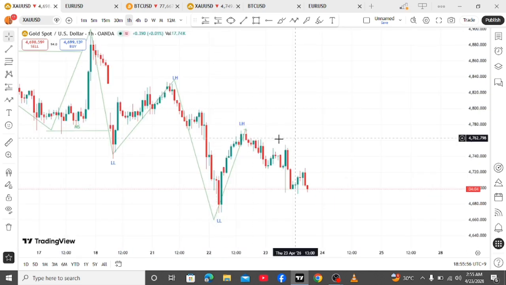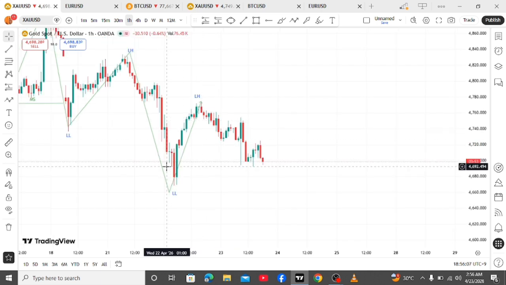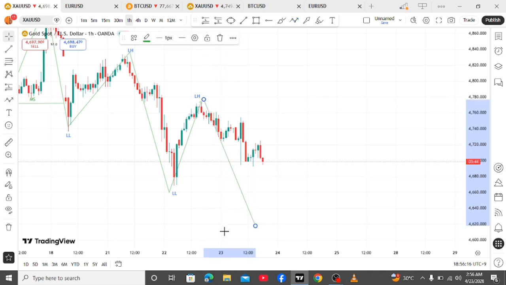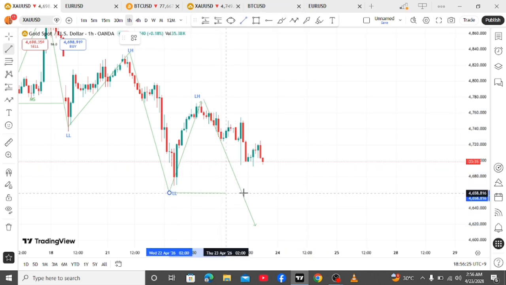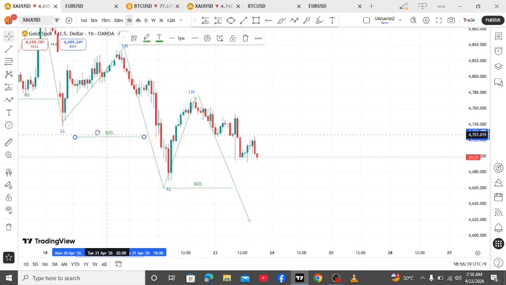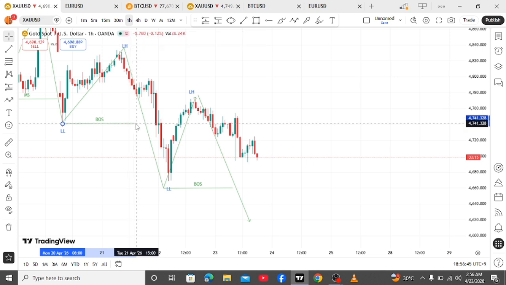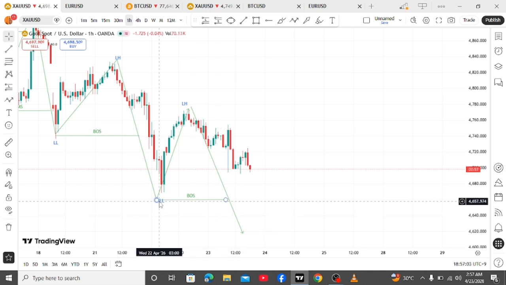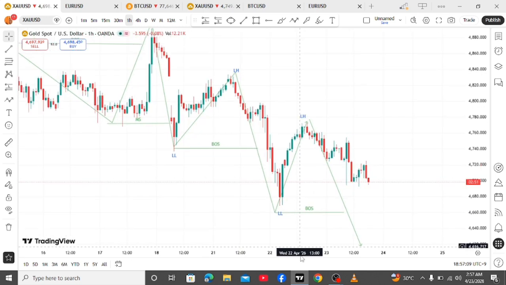So what do we expect from here? We expect a lower low, because we had our lower high, and we expect this market from this point to go down, breaking this low. This is your break of structure here. This is also your break of structure here. So we expect this market to break this low to cause a lower low. Do you understand? So I will repeat again.